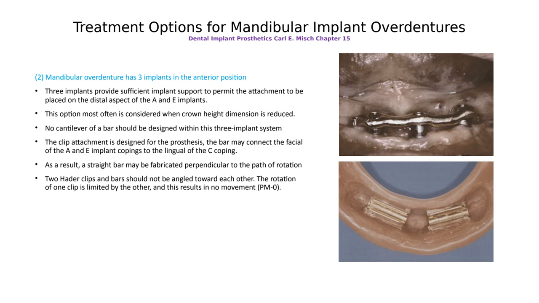So in other words, it's very important that the abutments are parallel to each other, but also the bar should be parallel to the gum and perpendicular to the path of rotation, how the denture wants to move. Two Hader bar clips and bar should not be angled towards each other because that changes the parallelism and the path of insertion. The rotation of one clip is limited by the other, and this results in no movement, or PM0.